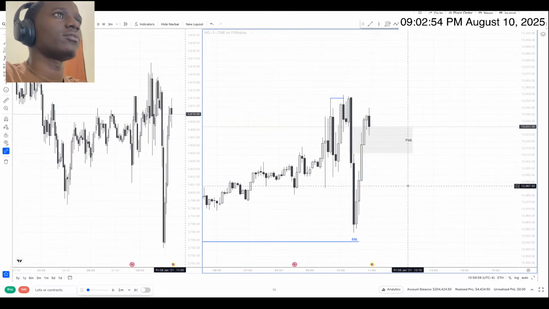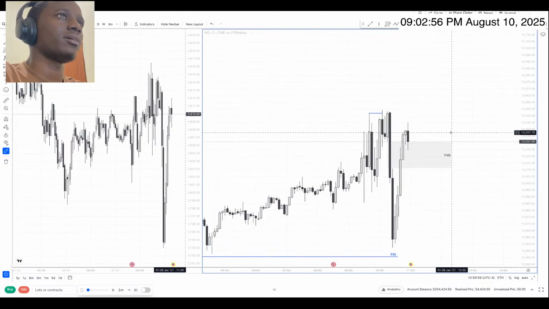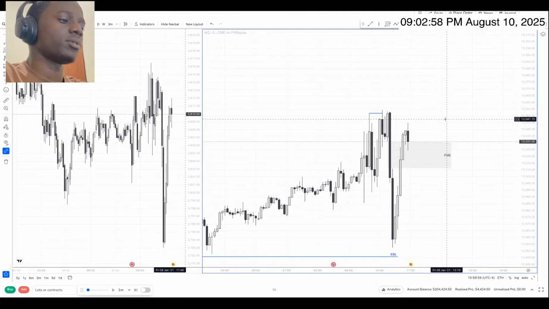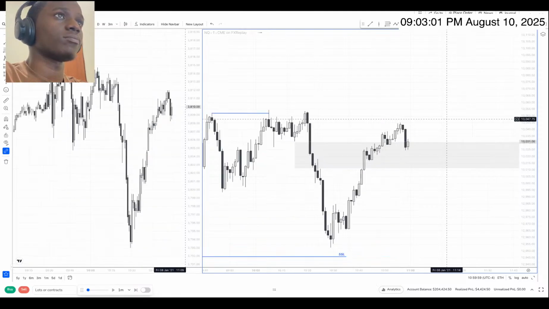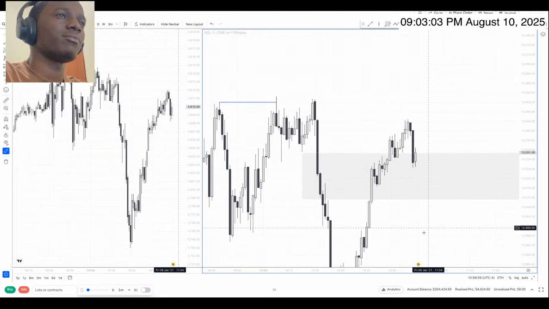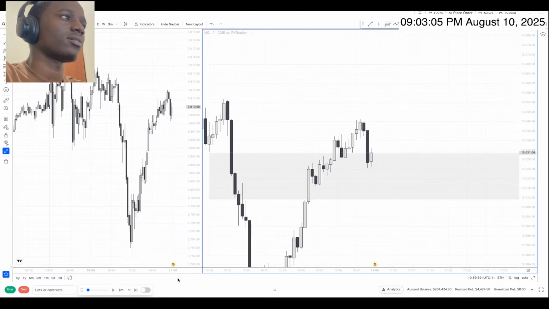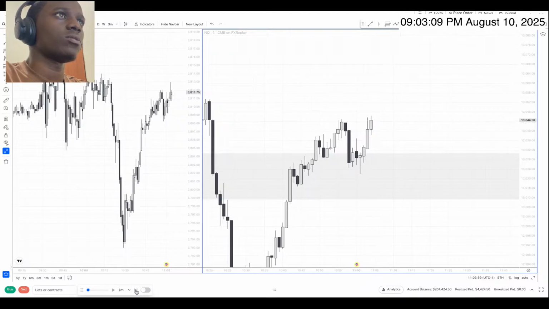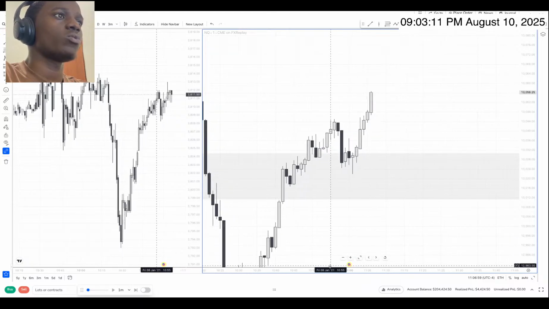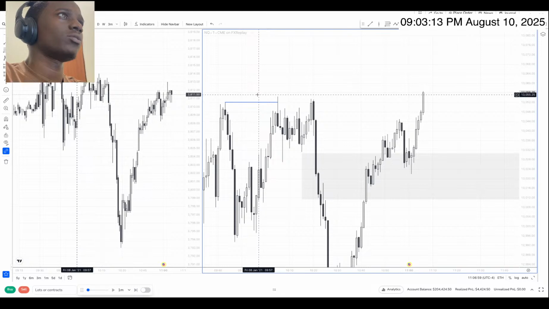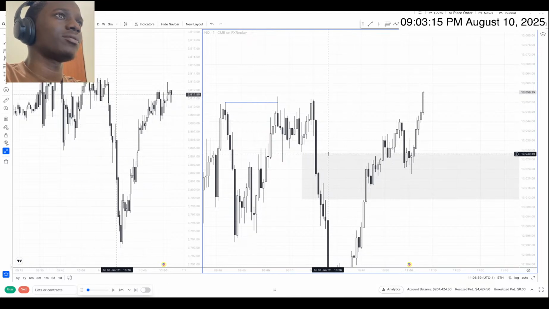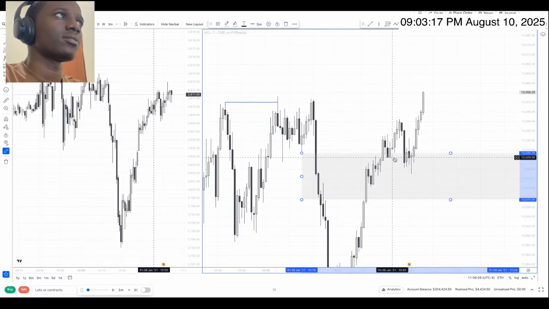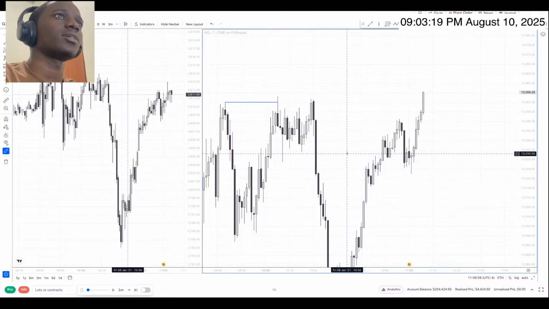For the 5, we end up breaking above the gap, which means cells might be invalidated. Okay, okay. Oh, this is how I wanna live. So we end up taking out these relatively equal highs on the upside.